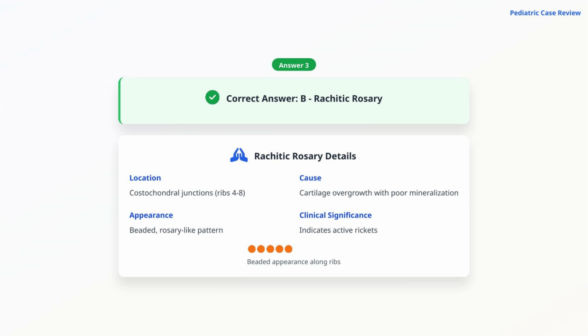This finding involves enlargement of the costochondral junctions, typically from ribs 4 through 8, creating a beaded or rosary-like appearance. It results from cartilage overgrowth with inadequate mineralization. The ricketic rosary is a classic physical examination finding indicating active rickets in children.